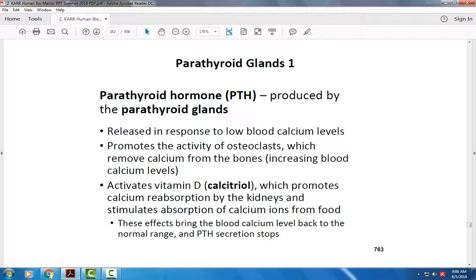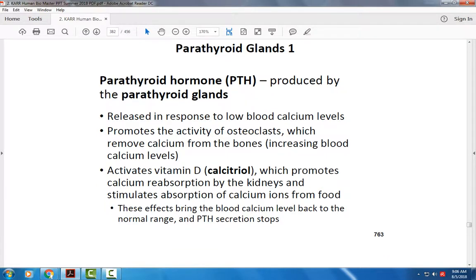So if we don't get enough calcium in our diet, that's going to result in an increase in parathyroid hormone secretion, so we can get enough calcium in our blood. So it's important that we get enough calcium in our diet so we don't have excess secretion of parathyroid hormone, because that would lead to, again, osteoporosis.